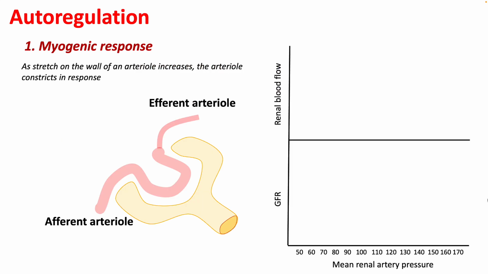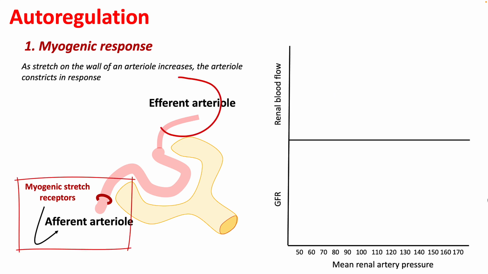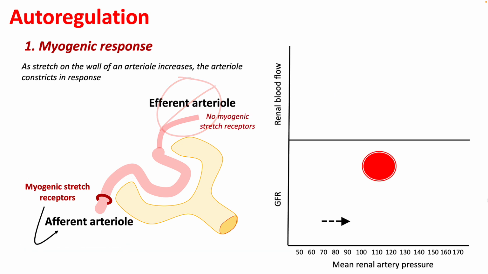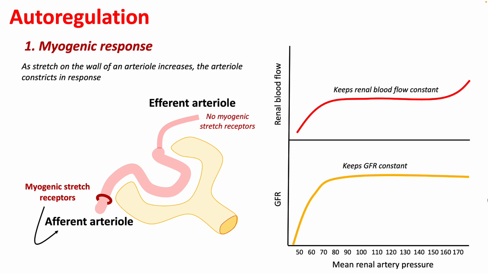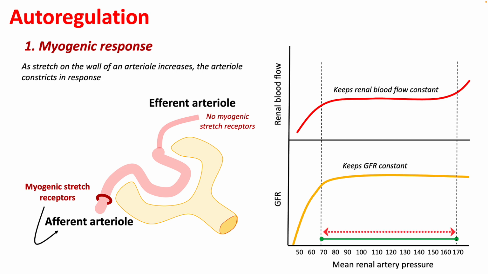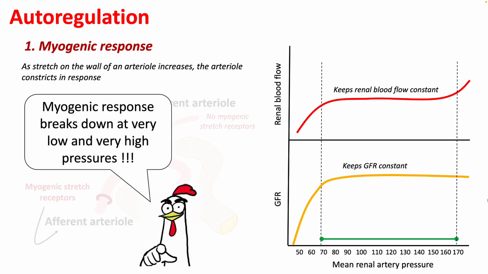Autoregulation is mostly myogenic response, and this is very simple to understand. As the stretch on the wall of an arteriole increases, the arteriole constricts in response. Myogenic stress receptors are present in the afferent arteriole, but not the efferent arteriole. So if your mean arterial pressure rises, the arterioles will vasoconstrict, and if mean arterial pressure falls, the arterioles will vasodilate. And this keeps the renal blood flow constant, and this helps keep the GFR constant. However, this happens only in the range between 70 to 170 millimeters of mercury.